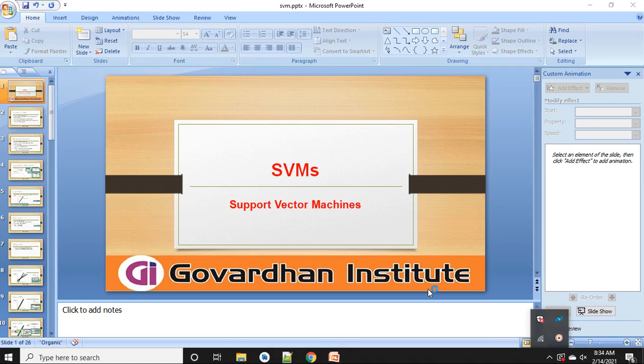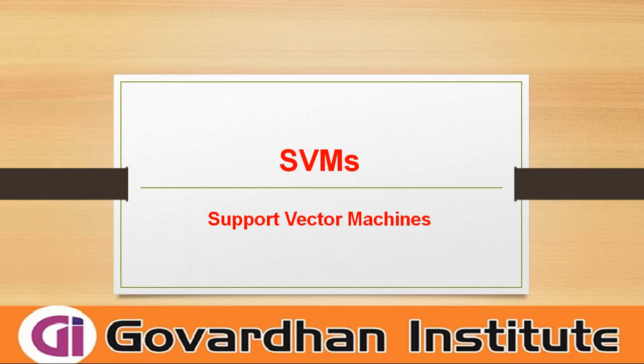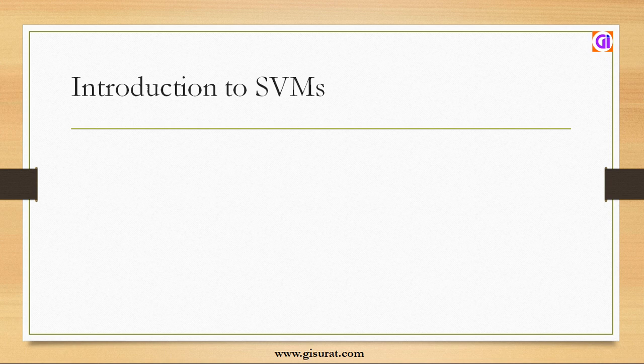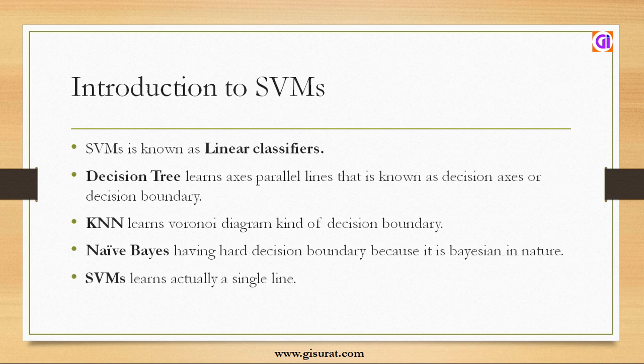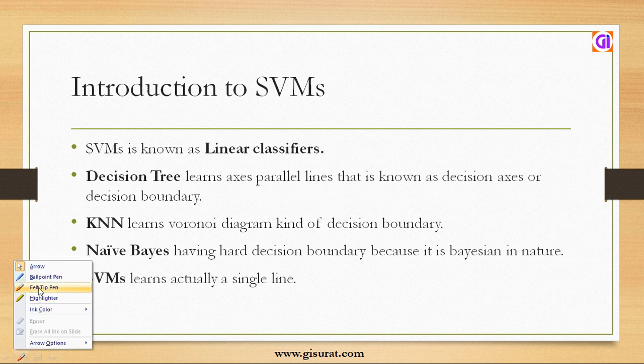So up to this, in support vector machine, what we learned is that support vector machine is also a classifier. We can use support vector machine in regression as well, which we already learned. Otherwise, support vector machine is also a linear classifier. In decision tree, KNN, naive Bayes we already discussed that, but in SVM we have to just learn how to draw a single line.